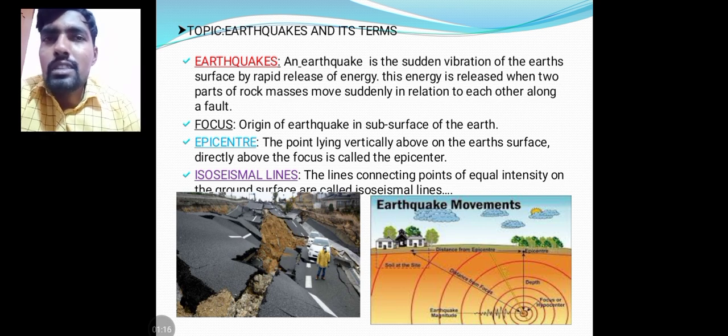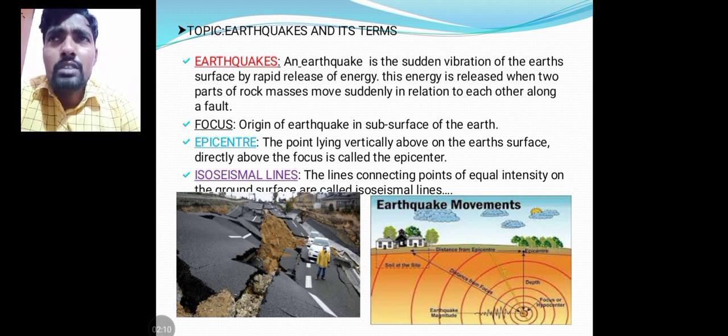So what are we saying? A sudden vibration of the earth surface. Why does the surface suddenly vibrate? Because rapid energy is released in the subsurface of the earth. Why is rapid energy released? Because a huge rock mass is broken by natural geological forces. The broken rock masses move along each other's direction. Then the force travels from the subsurface to the surface, and the surface suddenly vibrates. That shaking at the surface is what we call an earthquake.